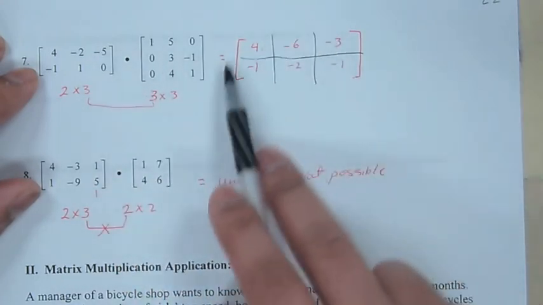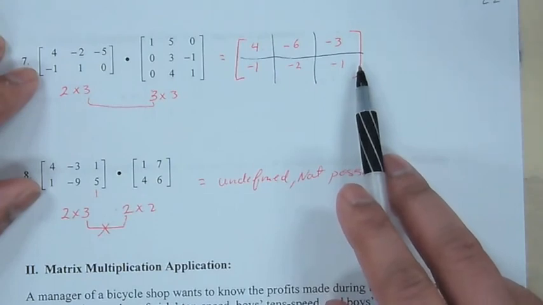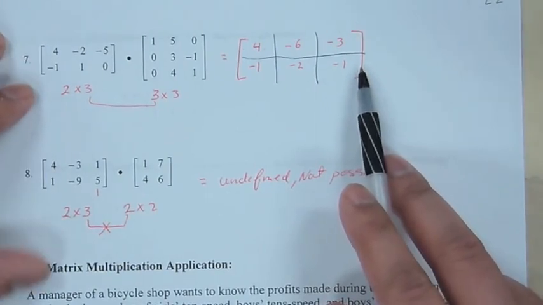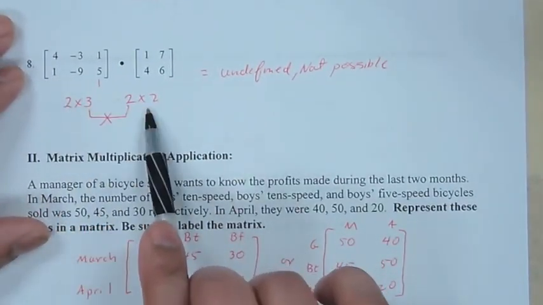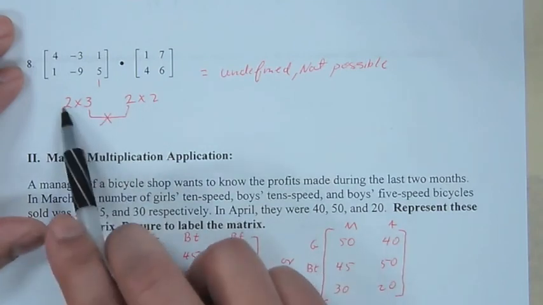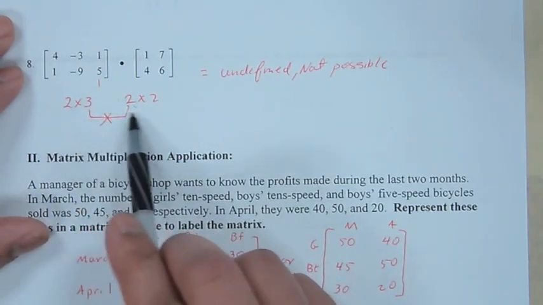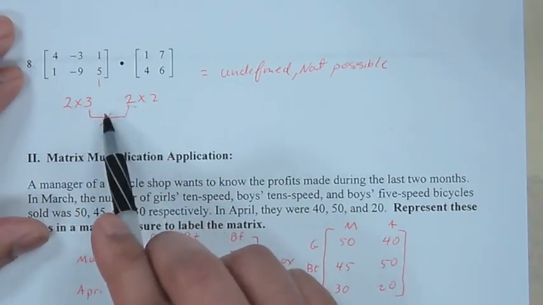Double check your work and see if you get this. Again, this is a little bit tedious, so you might have to pause and just work through it. Like I told you, always write down the dimensions of the matrix first and double check. Can I do this? Well, this is a 2 by 3 times a 2 by 2. Bam, look at that. 3 and 2 are not equal.